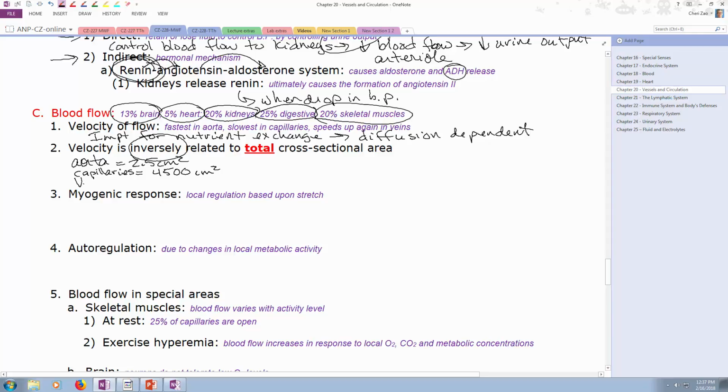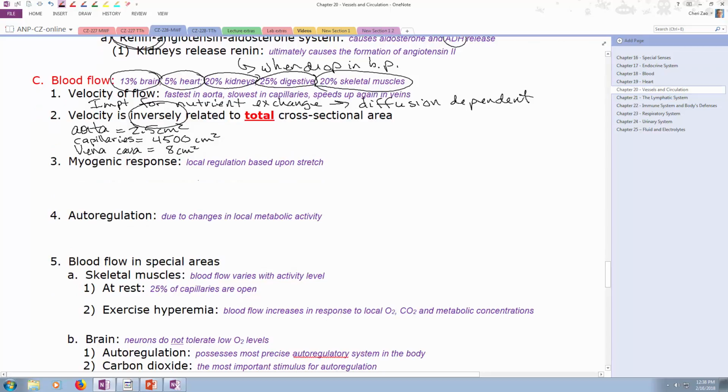Then when we look at our vena cava, superior vena cava, inferior vena cava, we get about 8 centimeters squared cross-sectional area. So again, slowest in the area with the greatest cross-sectional area. So velocity is inversely related to total cross-sectional area. We go faster in the smaller cross-sectional area and we go slower in the larger cross-sectional area, is what that statement is telling you.